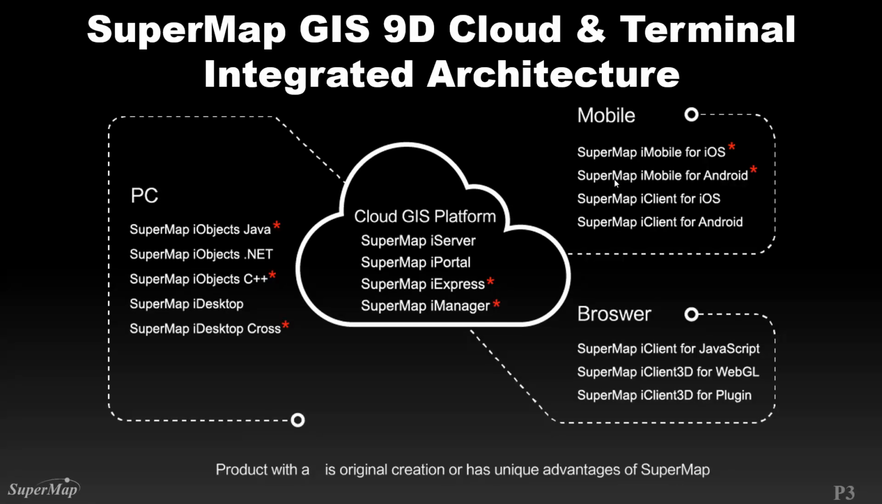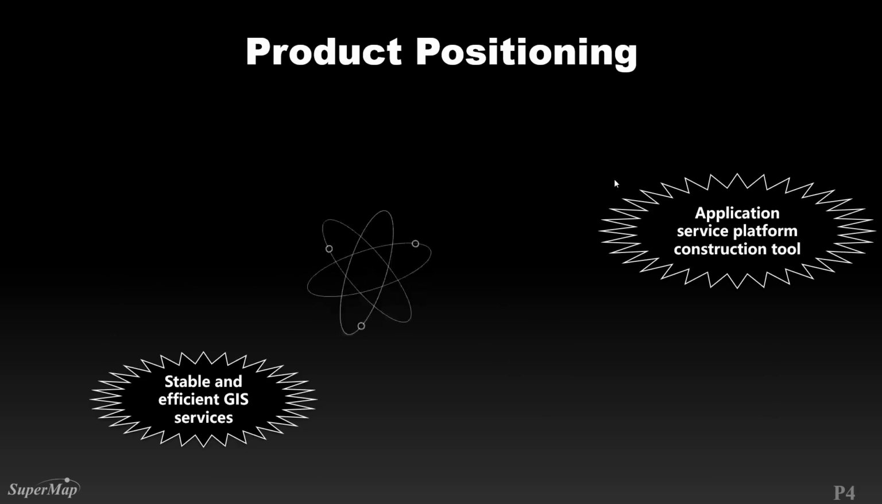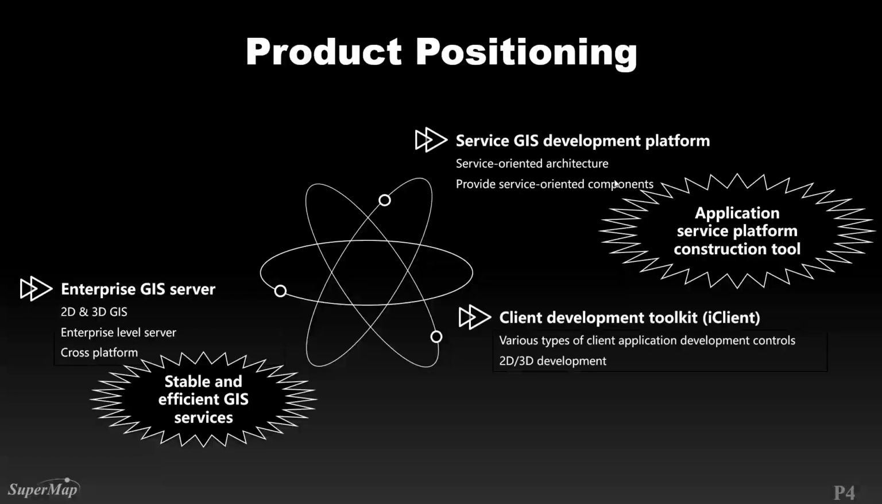Okay, now, let's first take a look at the architecture diagram of the cloud and client integrated SuperMap GIS. SuperMap GIS contains a cloud GIS platform and a variety of development platforms that support PC, mobile, and browser terminals. SuperMap GIS fully supports the application of big data technology. Built on the Java EE platform and SuperMap iObjects Java, SuperMap iServer is an enterprise GIS product with a service-oriented architecture. SuperMap iServer is a cloud GIS application product based on the cross-platform GIS kernel.